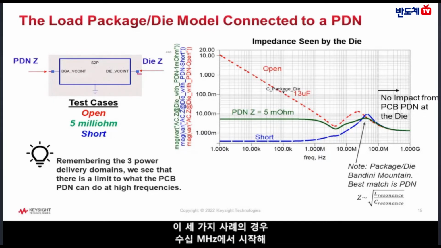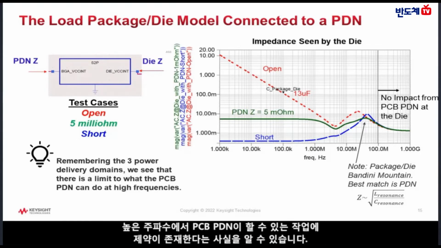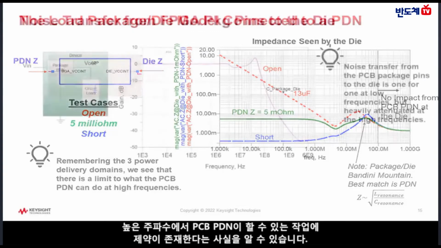In all 3 cases, we can see that starting in the tens of megahertz and definitely above 100 megahertz, the printed circuit board PDN has no impact on the power delivery to the die. It doesn't matter whether I have an open or a short. There is no change in the impedance above 100 megahertz. Remembering the 3 power delivery domains, we can clearly see with this analysis of the package die model that there is a limit to what the PCB PDN can do at higher frequencies.